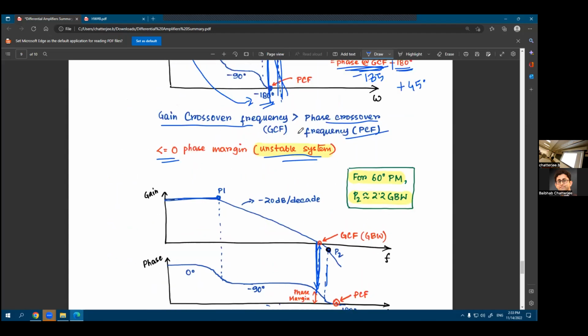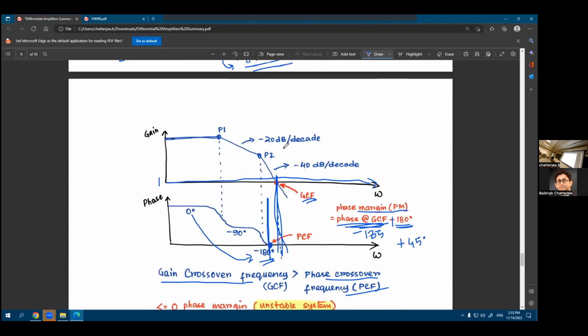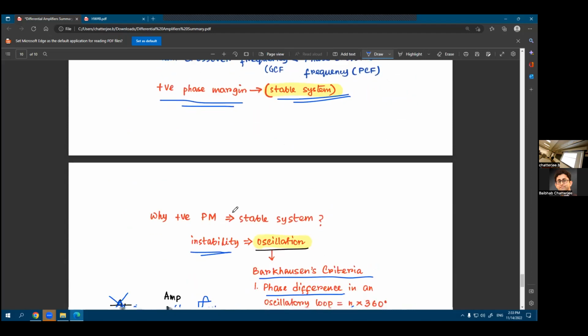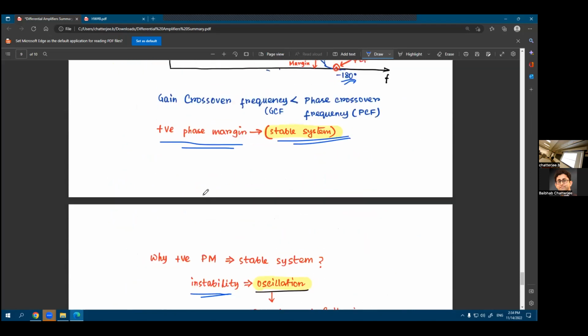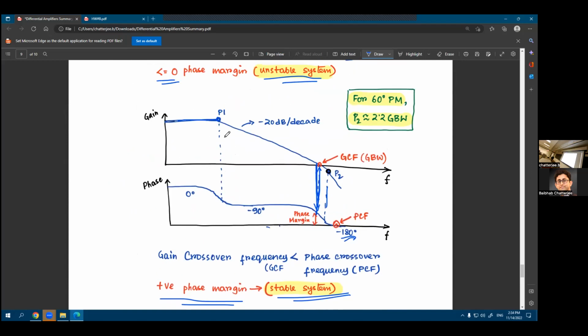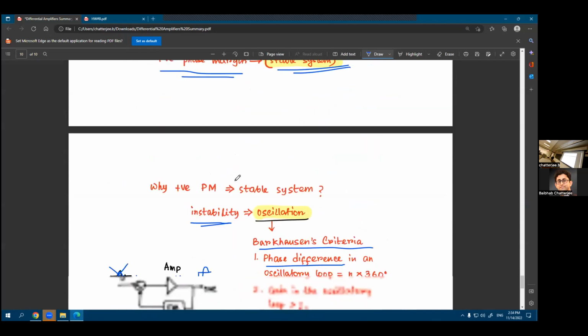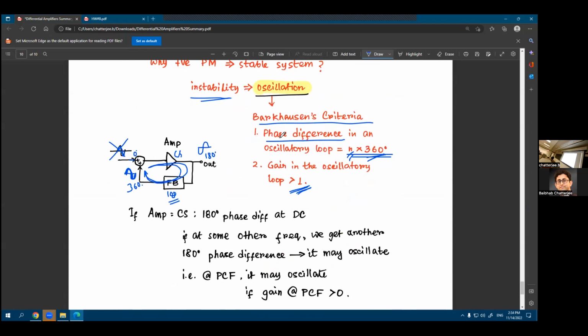Now let us go back to these plots. What we said is that in this entire loop, we want to add one additional 180 degrees. So what you are really trying to do is add that additional 180 degrees and have a gain of greater than 1. That's when you oscillate. That's when you satisfy the Barkhausen's criteria.